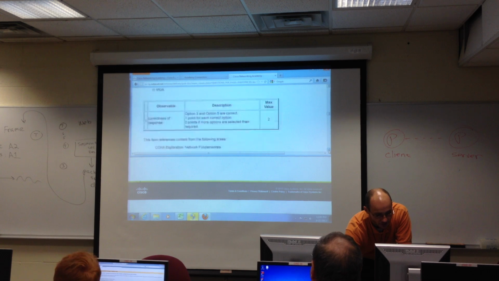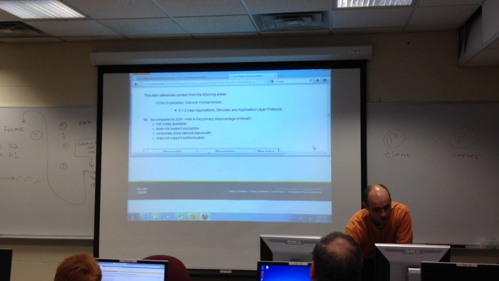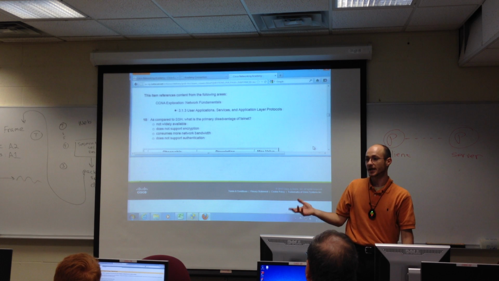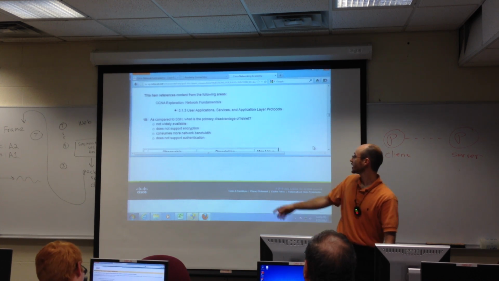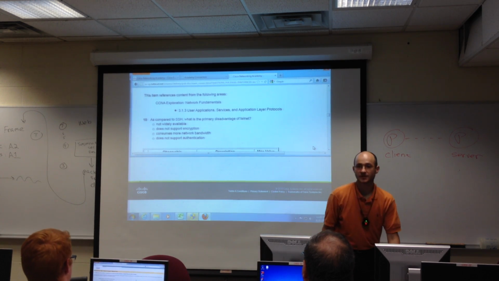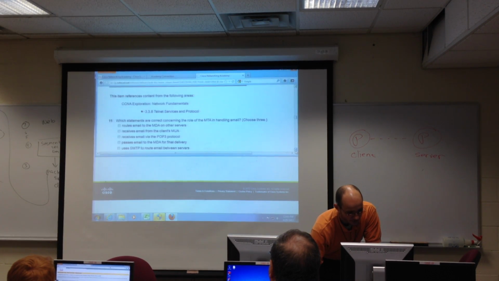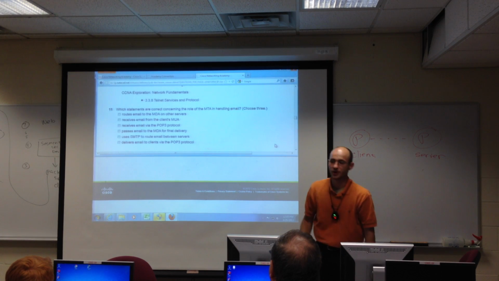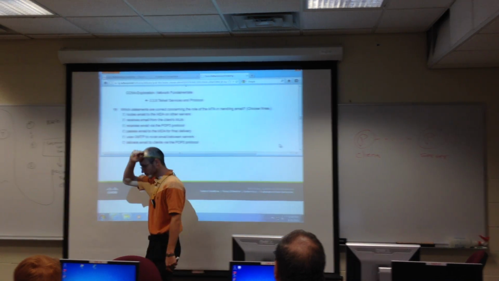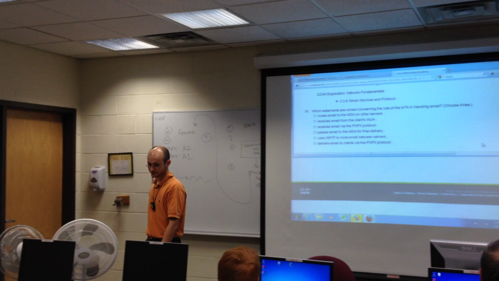The next question was about what's the disadvantage that Telnet has over SSH, and that is security. Telnet does not support security. But here it is, write this down. Know this process, because you might have this on your exam.